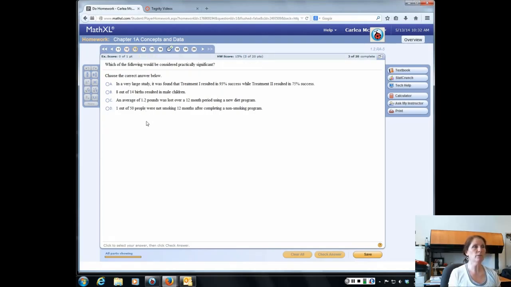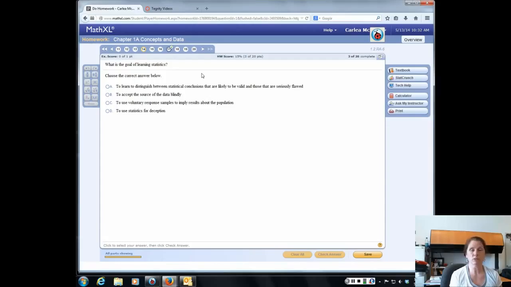Which of the following would be practically significant? So practically significant means that it would have some useful application that people would want to emulate again. I'm going to just let you read that and decide on your own, because I don't want to just give it away. But practically significant means that it would be actually helpful to society or to the people involved, right?